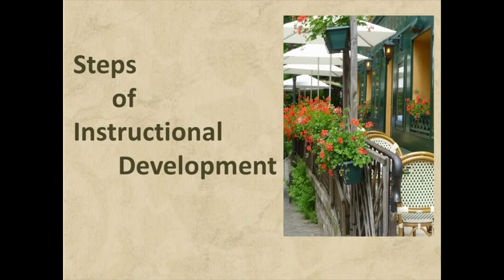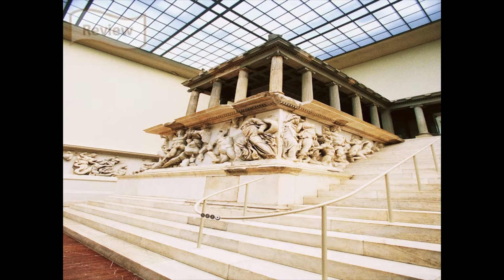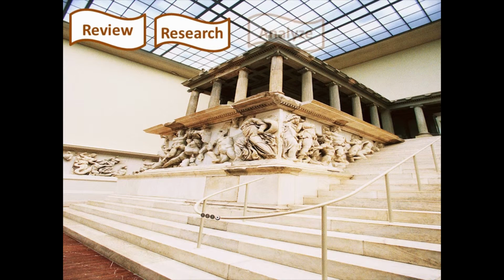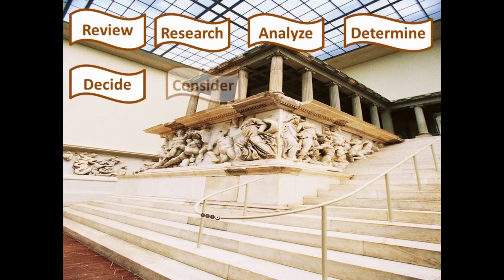Instructional development steps must be followed for sound instructional design. Review the instructional strategy for each lesson. Research readily available instructional materials. Analyze the materials for depth and adaptability. Determine if any materials must be created. Decide if learners should work with others or independently. Consider the appropriateness of the delivery system.